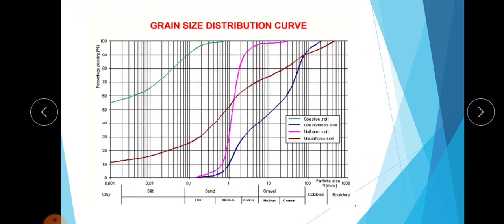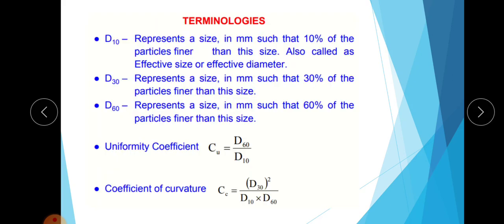So this is the grain size distribution curve. On the y-axis we are plotting percentage finer, or percentage passing, and on the x-axis the particle size is plotted, and it is a semi-logarithmic graph. This is a natural scale and this is a logarithmic scale, so it is known as a semi-log graph. This plot is for uniform soil, and this is also for uniform soil, an S-shaped curve, and for cohesive soil this is the plot, where particle size will be less than 4.75, and this is for cohesionless soil.